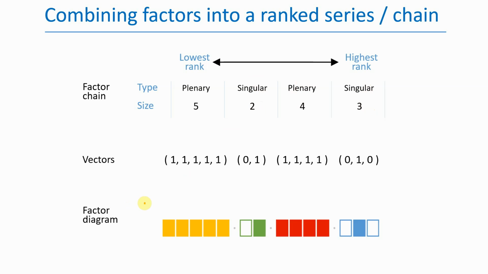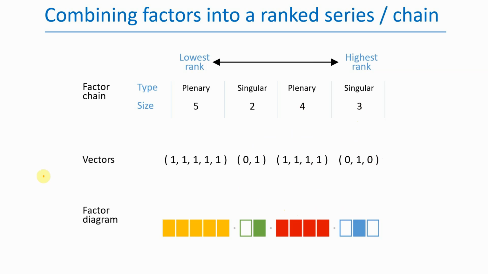We can express this factor chain equivalently with a chain of factor vectors or with a factor diagram. The lowest ranking factor, the size 5 plenary, is 1, 1, 1, 1, 1, or 5 filled boxes. Size 2 singular is 0, 1, or open box, filled box. Size 4 plenary is 1, 1, 1, 1, or 4 filled boxes. And size 3 singular is 0, 1, 0, or open, filled, open.